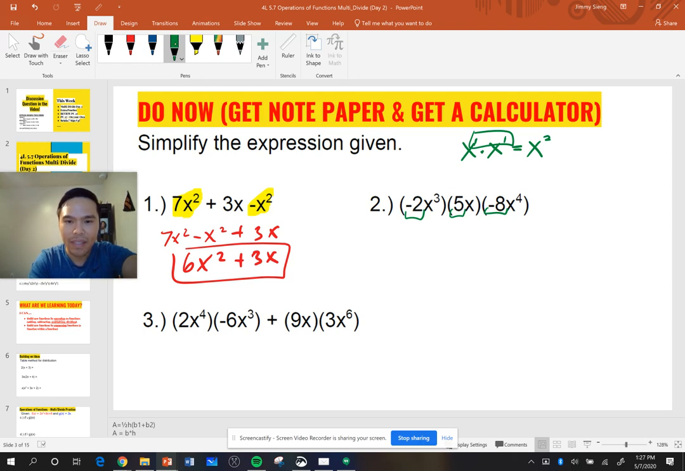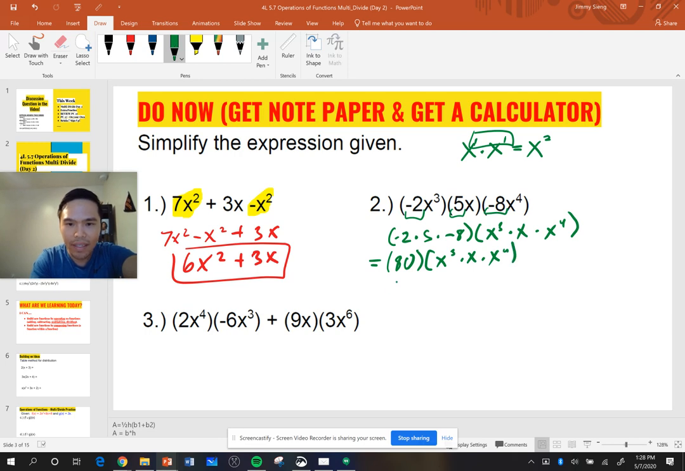So I'm going to write this separately as negative 2 times 5 times negative 8 multiplied by all your x values of x to the 3rd times x to the 4th. Simplify that, you should get, I got to use my calculator. So negative 2 times 5 times negative 8. That gives me 80 times x to the 3rd times x to the 4th. Again, add those up. You should get x to the 8th power. That is your answer for that one.